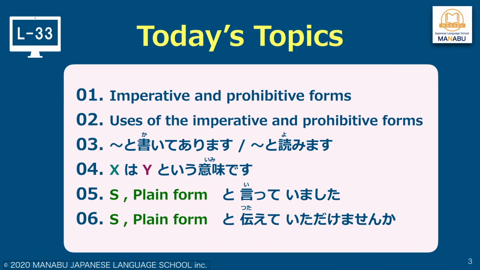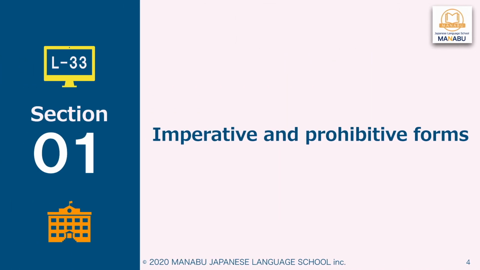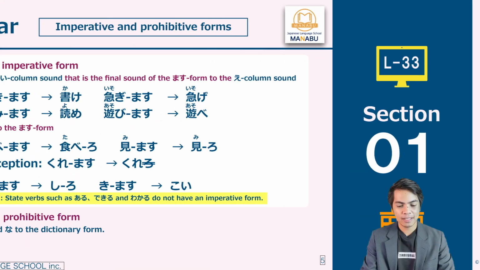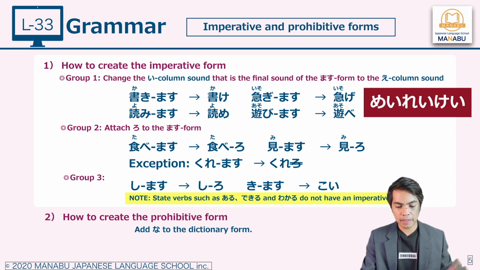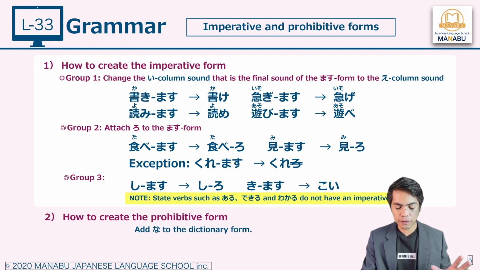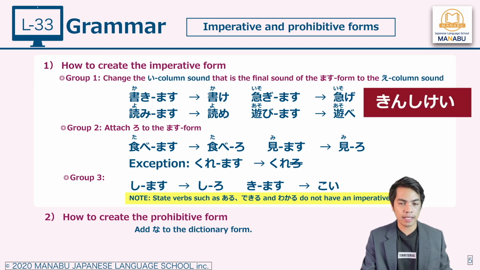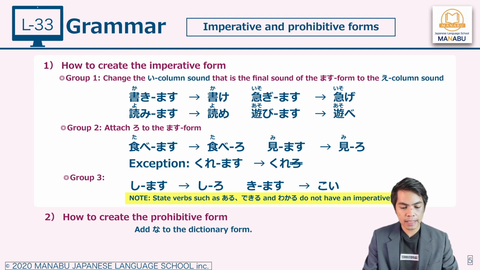In this lesson, we will learn the imperative forms and the prohibitive forms of the verbs. Grammar point number 1, imperative and prohibitive forms of the verbs. The imperative form of the verbs is called meirei kei: meirei means command and kei is form, so imperative form. And the prohibitive form is also known as kinshi kei. Kinshi means prohibition. So how do we create the imperative form and the prohibitive form of the verbs?